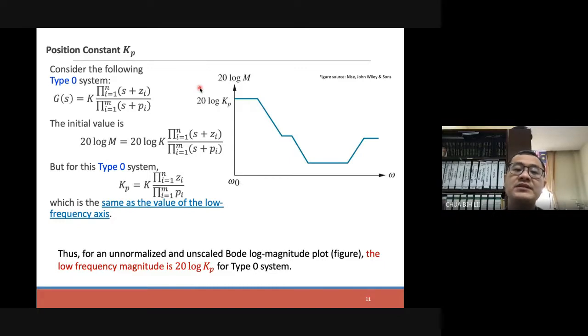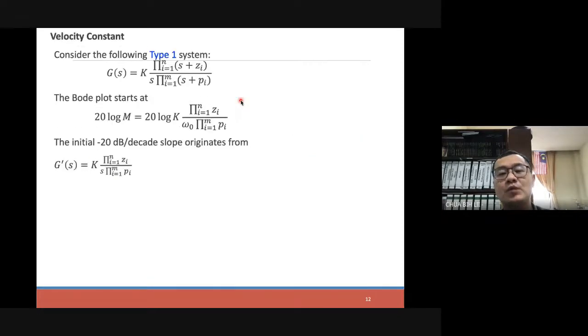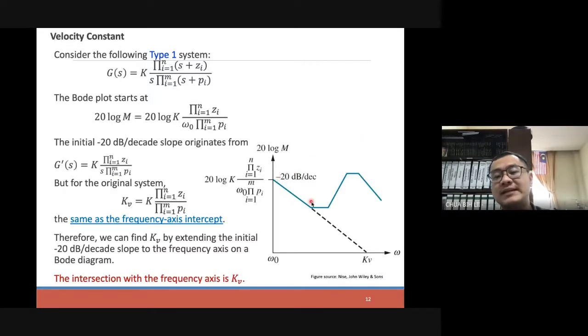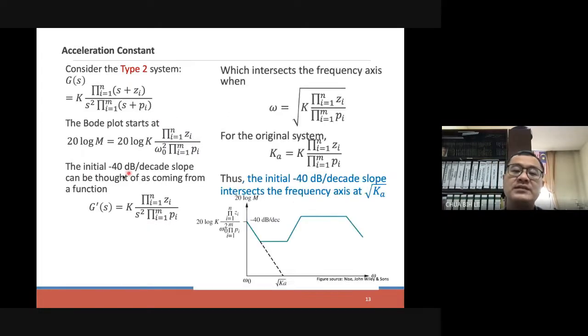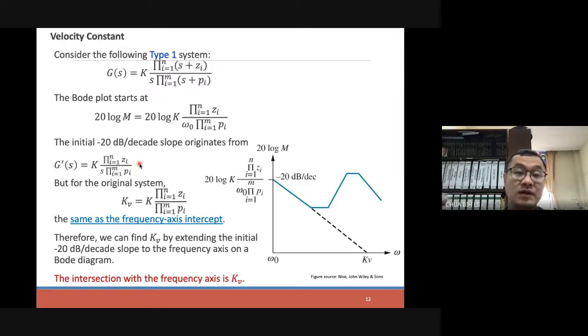Okay, the system type is 0 if you start with a flat line. Type 1, it will start with minus 20 dB at low frequency. Type 2, it will start with minus 40. All right, so that is one of the characteristics that we can see. Okay, then how we can extract the relationship or information with the steady state error or the constant itself would be, for the type 1, we have this Kv equals to K, again the same equations.